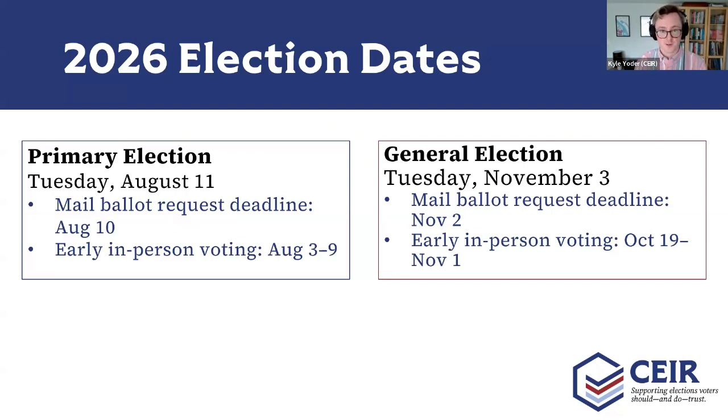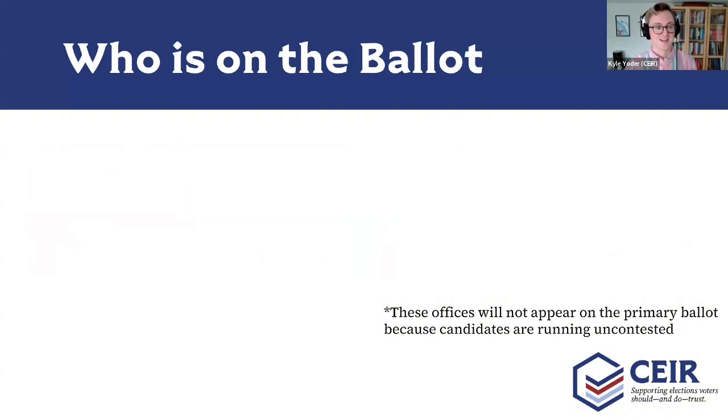If you're looking ahead to the November 3rd general election, that is nationwide that date. Tuesday, November 3rd is the general election in all 50 states. In Connecticut, that deadline to request your mail ballot is going to be Monday, November 2nd. Of course, we don't recommend that voters wait until the day before the election to request a mail ballot. They have other options available, fortunately, such as early in-person voting available in Connecticut between October 19th and November 1st for that general election.